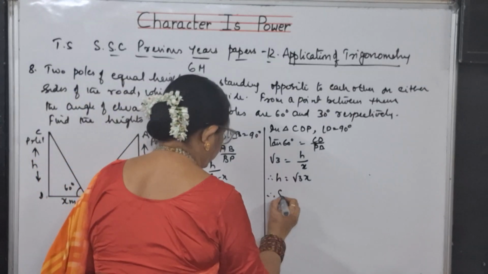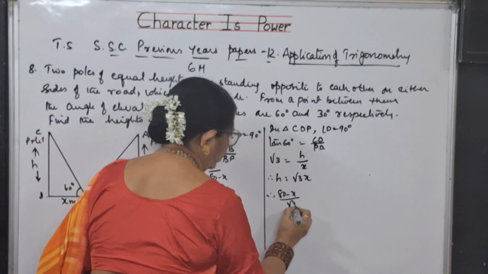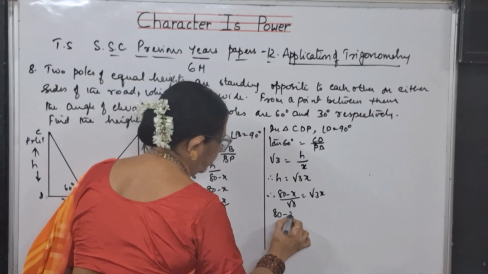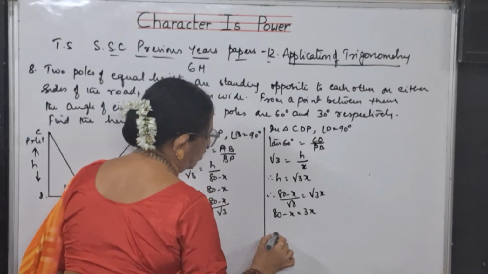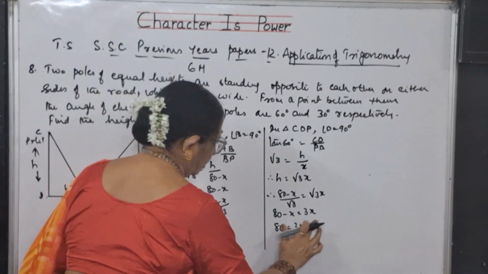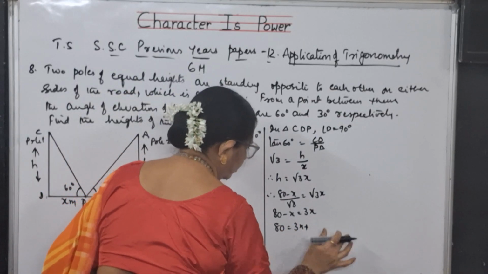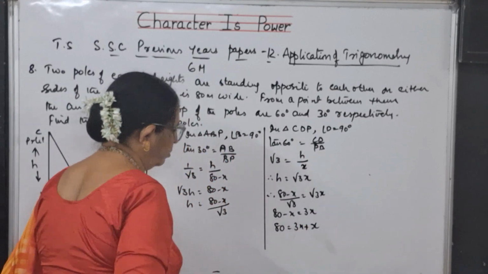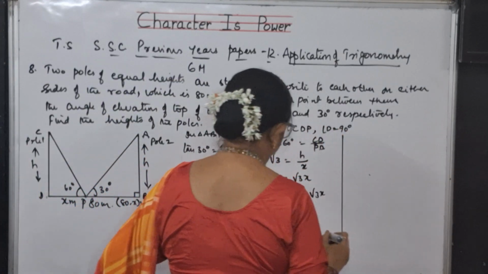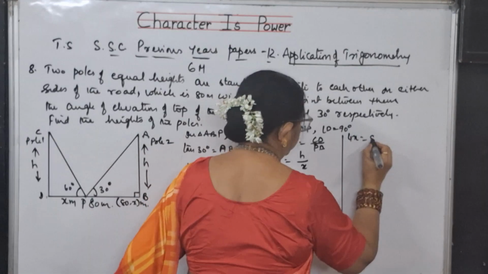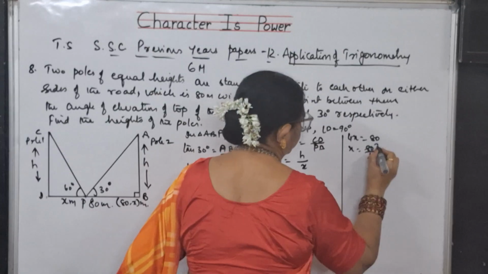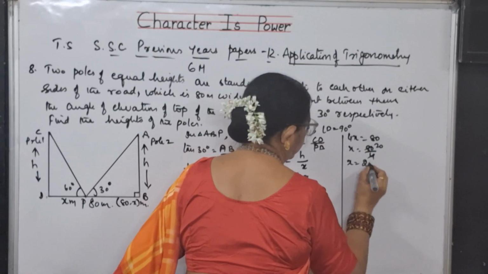So we will be saying that 80 minus x by root 3 is equal to root 3x. That means 80 minus x is 3x. What is 80? 3x plus x. Now 4x is equal to 80. X is equal to 80 by 4. 4 20s. X is equal to 20.